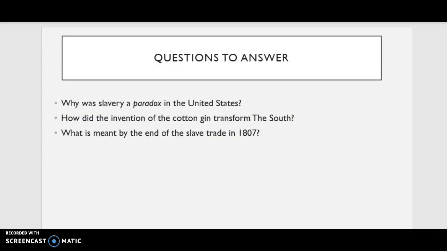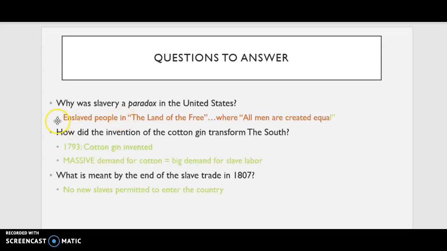All right, so back to our questions to finish out here. How was slavery a paradox in the United States? How did the invention of the cotton gin transform the South? What is meant by the end of the slave trade in 1807? Well, here we go to answer.